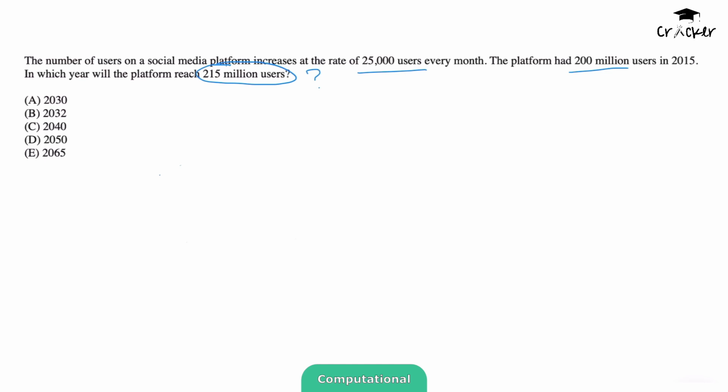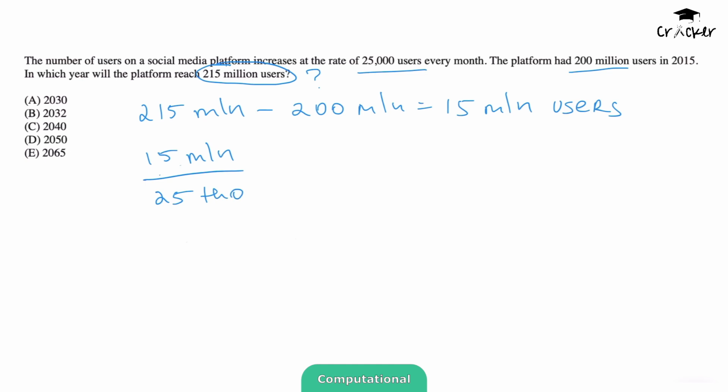Let's start by calculating the total increase needed. 215 million minus 200 million equals 15 million users. Now, if the platform gains 25,000 users every month, how many months will it take to gain 15 million? Right. We need to divide 15 million by 25,000, which equals 600 months.